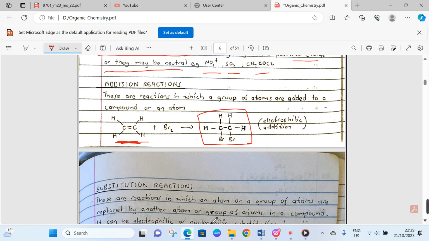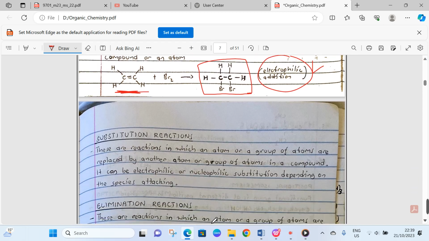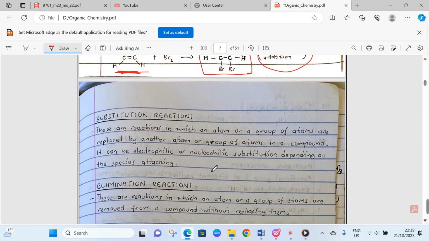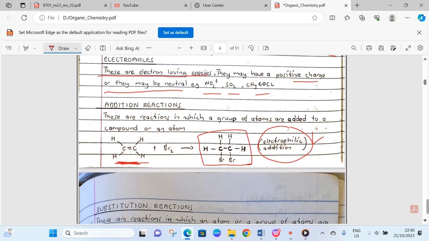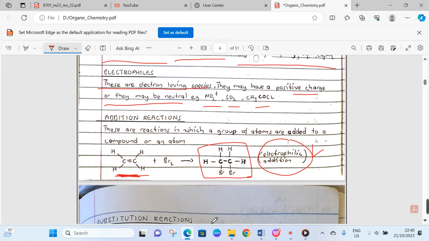So this type of reaction is called an electrophilic what? Addition reaction. An electrophilic addition reaction. I think I did not leave anything behind.